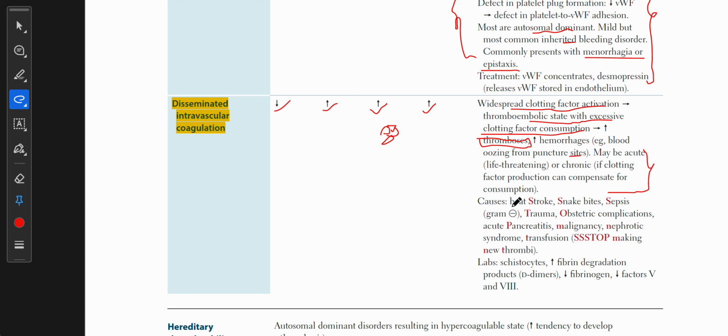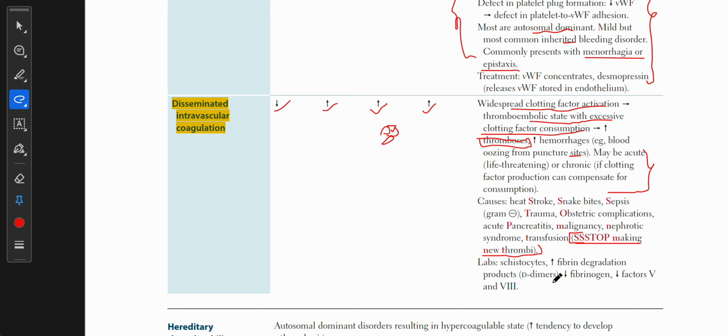So the causes are heat stroke. Stop making new thrombi. We have to remember it like this. S for snake bites, T for trauma, O for obstetric complications, P for acute pancreatitis, M for malignancy, N for nephrotic syndrome, and T for transfusion. In disseminated intravascular coagulation, these microthrombi are the problem, so you have to stop making them. So stop making new thrombi are the causes for DIC. You have to remember this mnemonic at any cost.